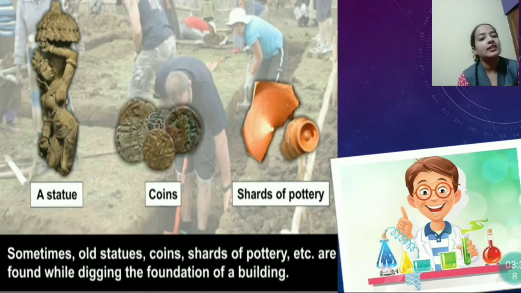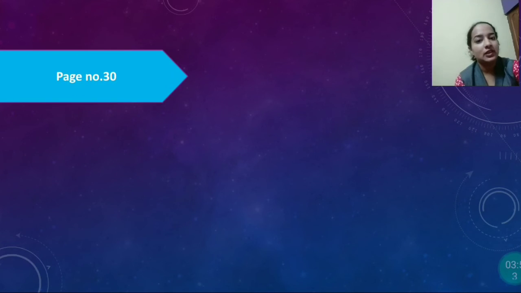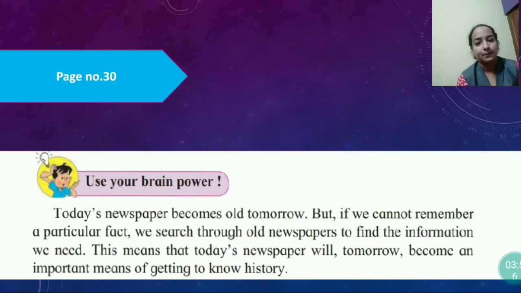Such things are then taken to the lab where they are studied very carefully. Every minute detail about them is recorded and maintained. Page number 30. Say, use your brain power. Today's newspaper becomes old tomorrow. But if we cannot remember a particular fact, we search through old newspapers to find the information we need. This means that today's newspapers will tomorrow become an important means of getting to know history.